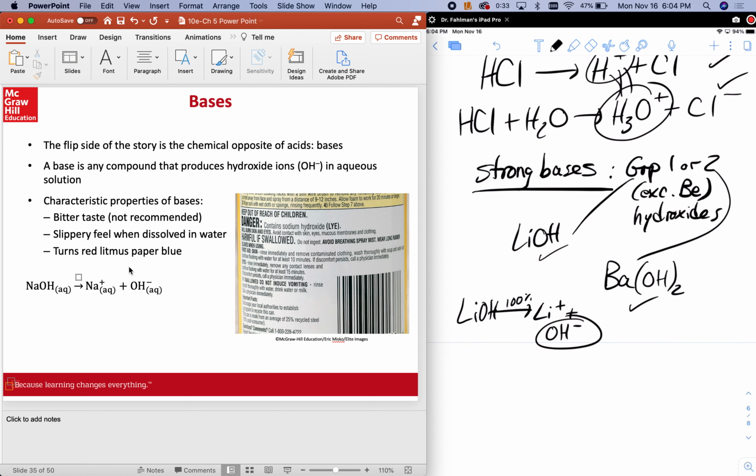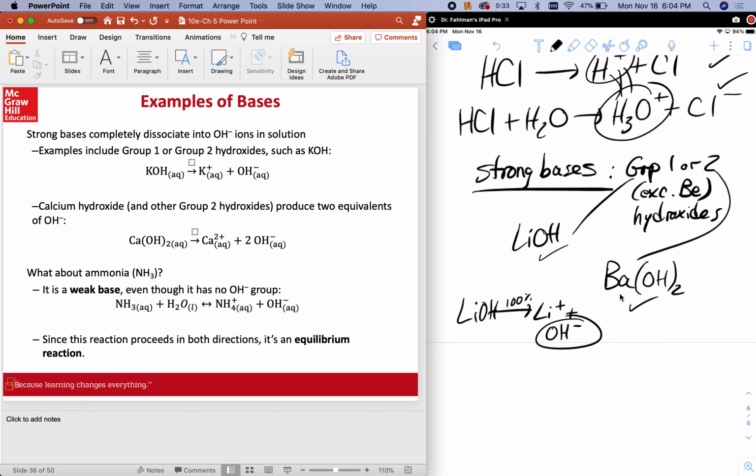So group 1 or 2 hydroxides, like potassium hydroxide, is another example here. What's noteworthy, as I show over here, is that group 2 elements will have a 2 plus charge, and hydroxide is just a minus 1. So you need 2 to balance out the overall charge, a minus 2 and a plus 2. If it's a group 2 hydroxide, then you're generating 2 hydroxides for every mole of this. And so those are the strong bases.